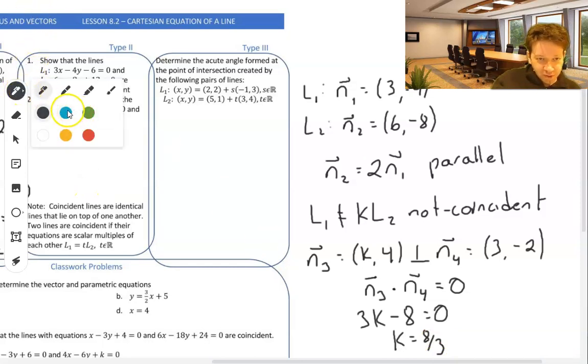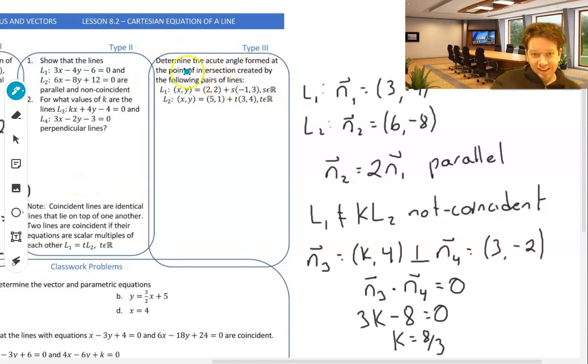Okay, moving on to our last example. Our last example says determine the acute angle formed by the point of intersection created by the following pairs of lines. So we have two lines, and they're going to intersect, and we want to find that angle, the acute angle, because there'll be an acute one and an obtuse one. We want to find the acute angle that is formed at that intersection point.